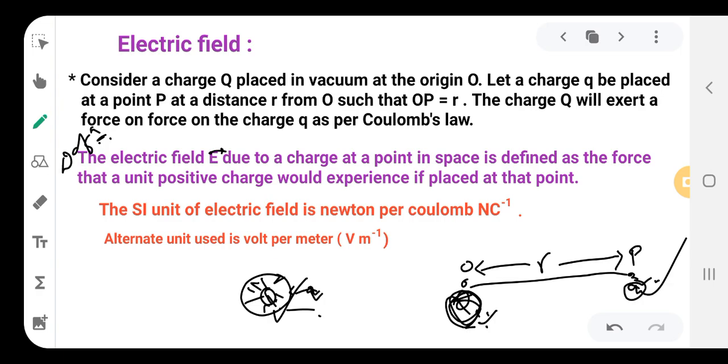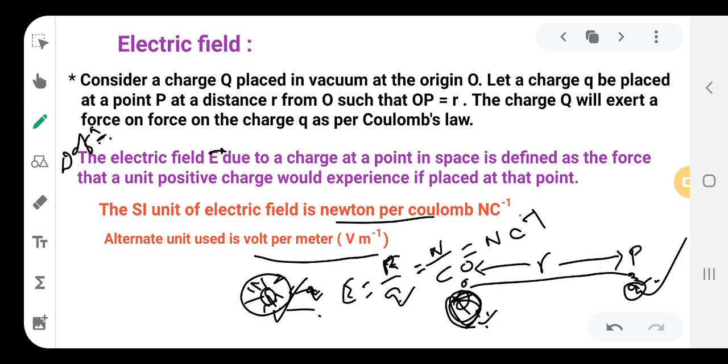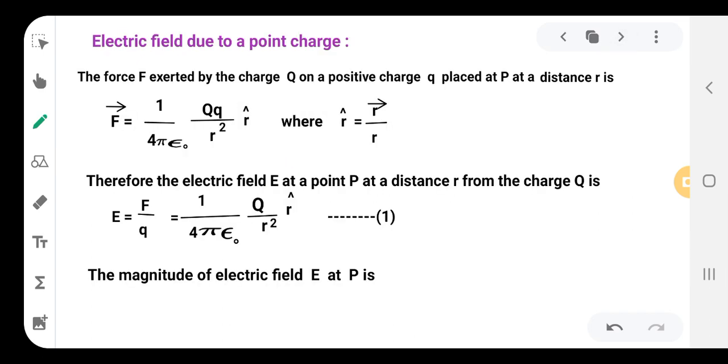What is the SI unit of electric field? It is newton per coulomb, since E is equal to F by q, force per unit charge experienced by the charge. The force unit is newton and the charge unit is coulomb, so we write newton per coulomb. Another, alternate unit of the electric field is volt per meter. Understood? Now let us see the next one.